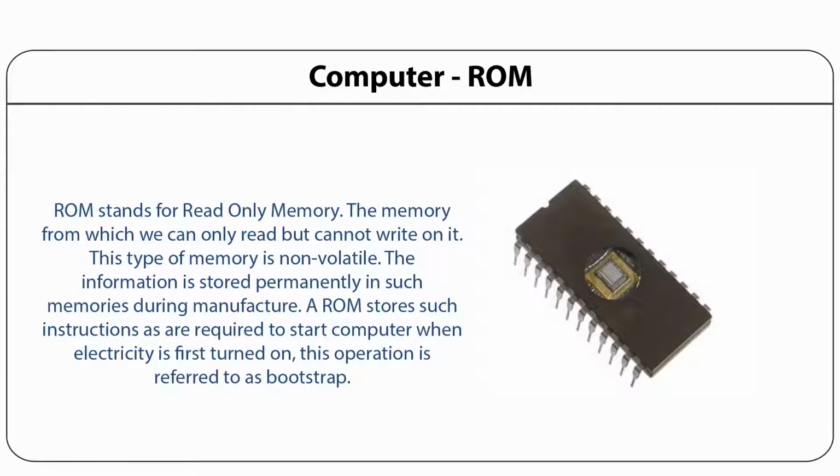The memory from which we can only read but cannot write on it. This type of memory is non-volatile and the information is stored permanently during manufacturing. ROM stores instructions that are required to start a computer when electricity is first turned on. This operation is known as bootstrapping. Certain instructions are etched into the ROM at the time of manufacturing.